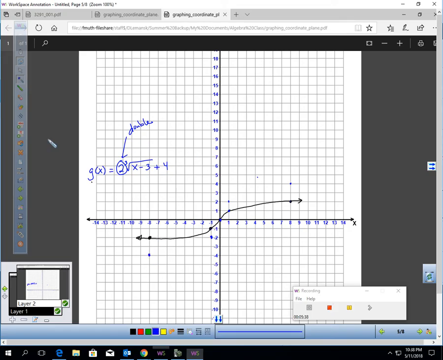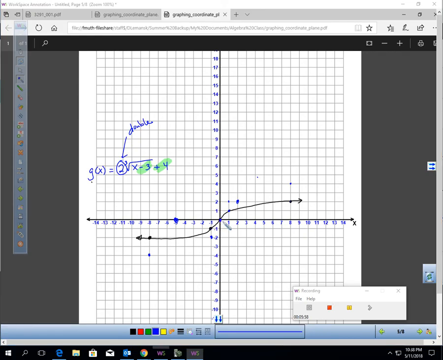Now let me take my highlighter out, so I got a couple more things to do. This says right 3, up 4. So let's take each of these points, and let's go right 1, 2, 3, and up 1, 2, 3, 4. And I'll take this point, 1, 2, 3, 1, 2, 3, 4.